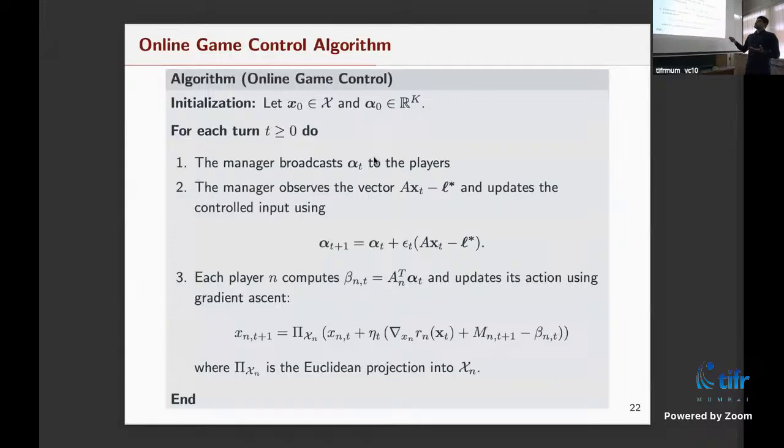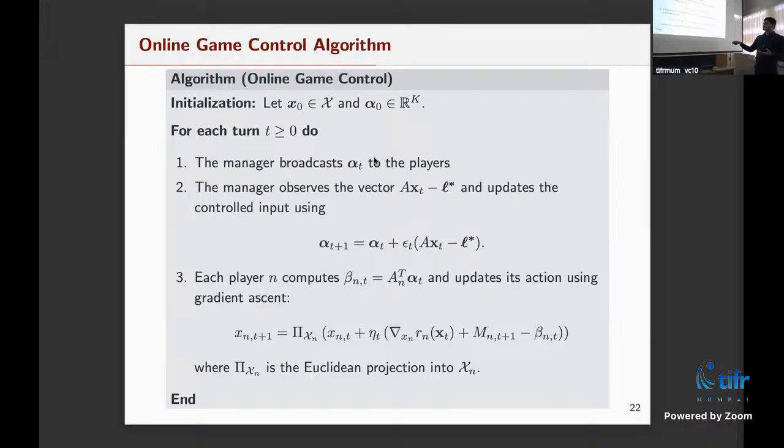So this is the algorithm. Just the simple part, the key points are that the manager broadcasts alpha_t. Alpha_t, we will come to that. Alpha_t is the actual Lagrange multiplier that you were talking about, and the manager observes the violation and updates it. Each player basically does the gradient step in the direction of the gradient, and this beta that we talked about is directly related to alpha in this form.